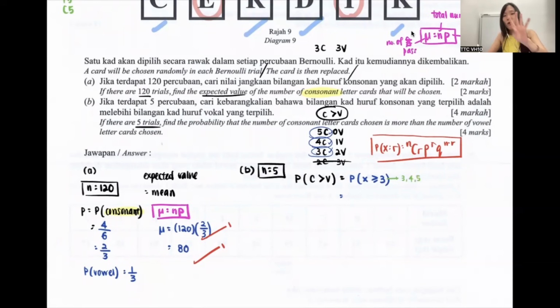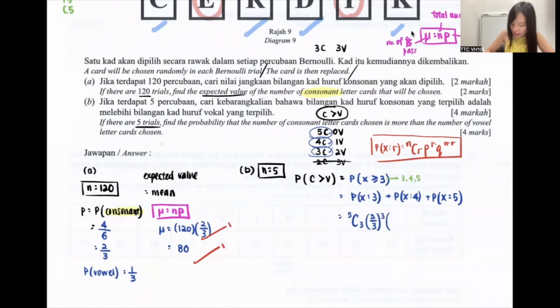So all the 3, 4, 5 consonants come with the set of vowels 2, 1, 0. So they will include 1, no worries. Isn't it finding the probability for 3 consonants, the probability for 4, the probability for 5? Let's use the formula. Out of 5 trials, I want 3 consonants. Probability of consonants is what? 2 over 3. How many do I have? 3. This is the formula, my dear. Then isn't it probability for vowels? 1 over 3. Power what? N minus R. R, isn't it 5 minus 3? 5 minus 3 is actually what? 2.